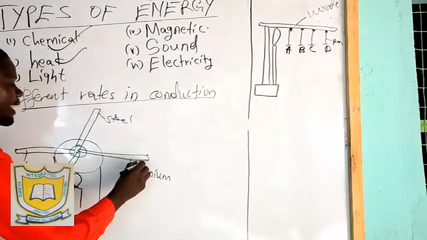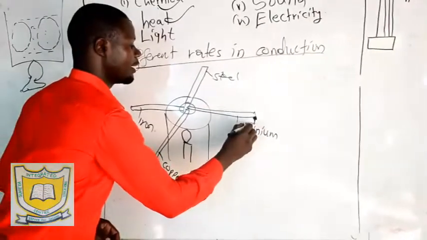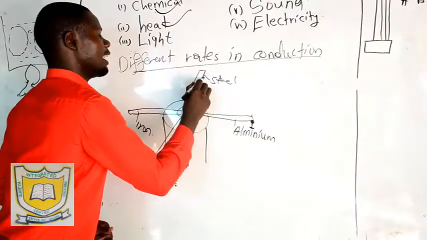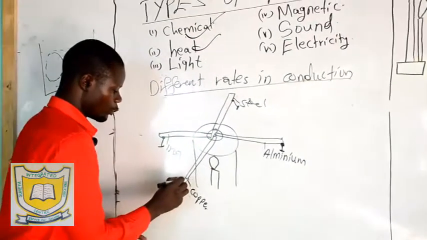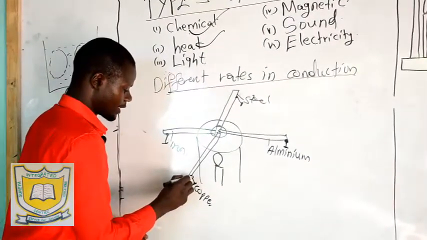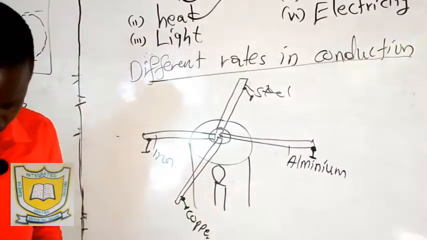Then you fix a pin with wax at the end here. Fix a pin at the end with wax, and also fix here a pin with wax. Then start heating at the same time.